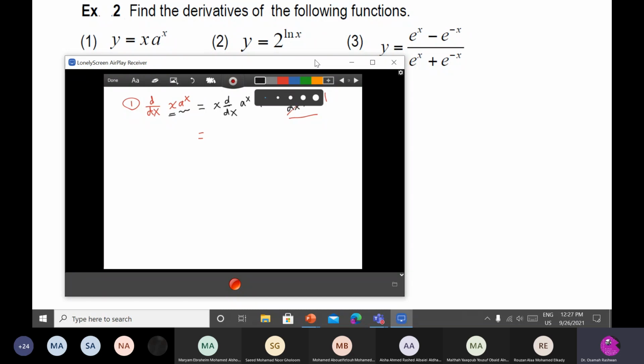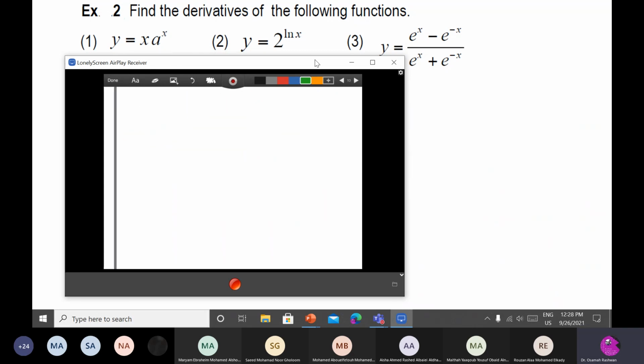And I know the derivative of a to the x is what? Yes, a to the x multiplied by what? Ln a. Okay, plus a to the x times 1. Now, I can leave it like this, or I can take a to the x as a common factor, and I will have x ln a plus 1. That's it.